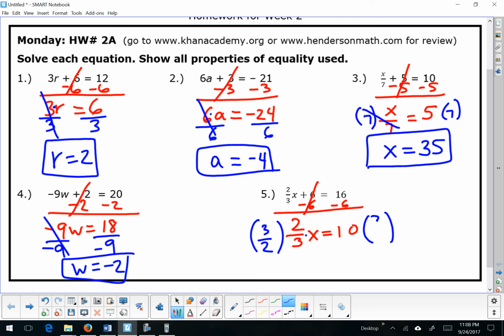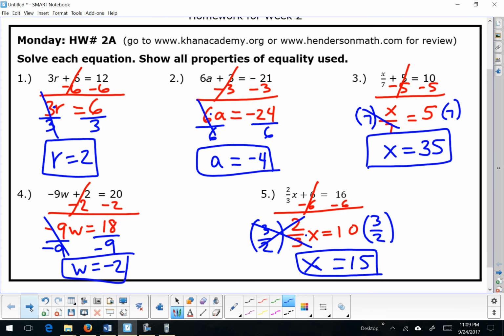fraction, right? We're going to flip that fraction over, and we're going to reduce this to 1, and over here we're going to multiply. You only multiply the 10 by the numerator, that's it. 10 times 3 is 30, 30 divided by 2 is 15. And that is how you clear a coefficient that is a fraction.